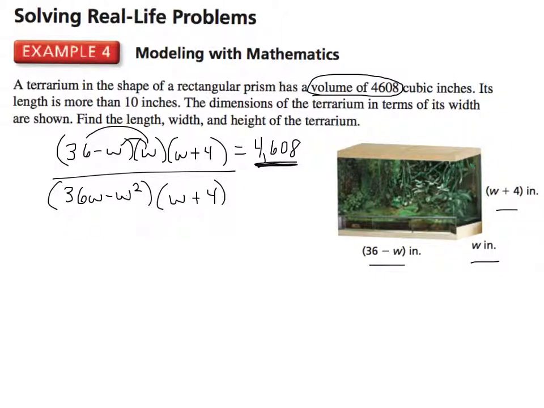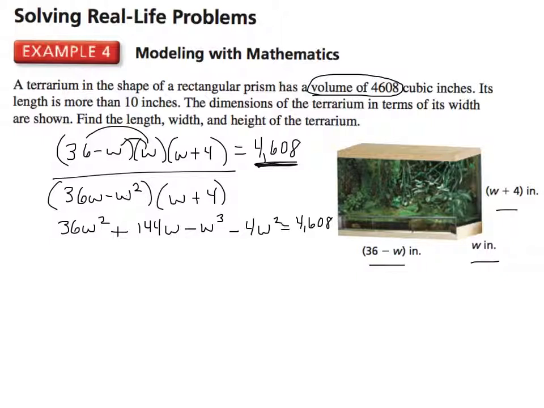Well, if I do that, that's going to give me 36W squared plus 144W. Then I distribute the negative W squared. That gives me minus W to the third minus 4W squared equals 4,608.